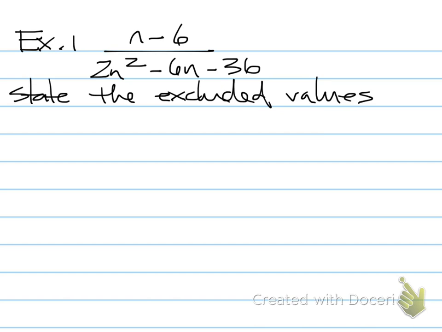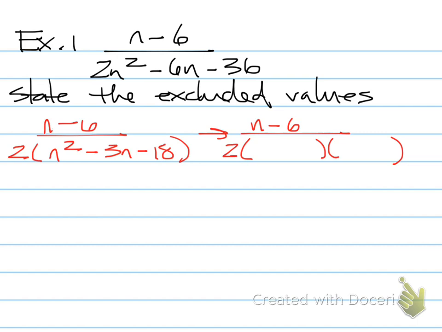So in this example, we want to state the excluded values. The first thing we want to do is factor that denominator. When we factor the denominator, we get 2 times n squared minus 3n minus 18. First thing we did was factor out the GCF, which was 2. And that left us with n squared minus 3n minus 18, which can also be factored. When we factor it, we get n in the front of both parentheses. And the two numbers that we multiply to get 18 and subtract to get 3 are 6 and 3. The bigger of those two numbers should be negative, the same as the linear term. The other should be positive.